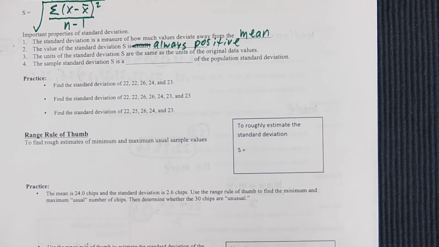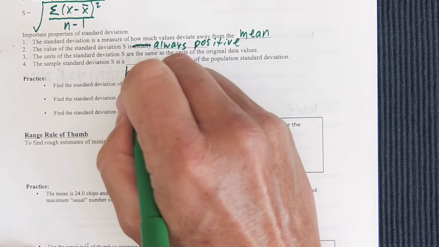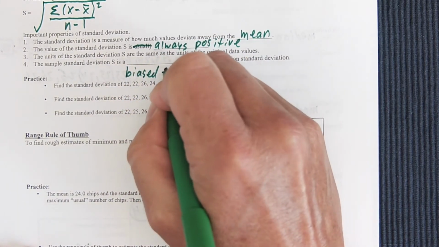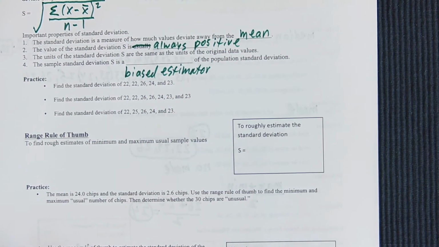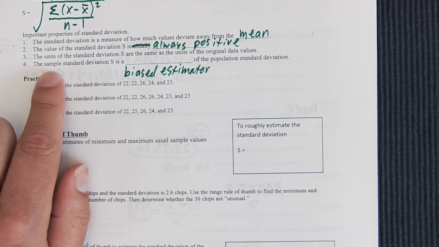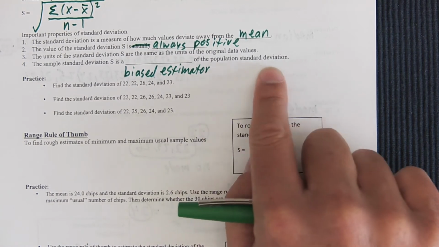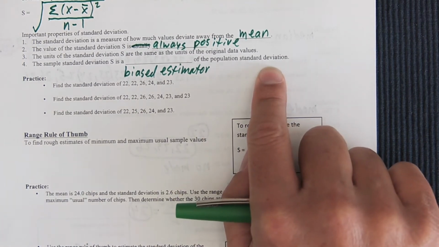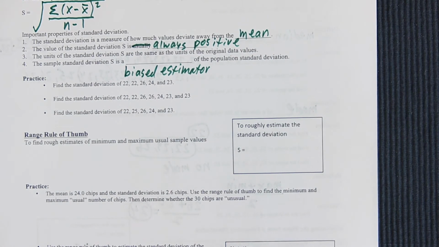The sample standard deviation S is what's called, and I'm going to write this below here, a biased estimator of the population standard deviation, meaning the sample standard deviation is not going to be exactly the same as the population standard deviation, which is always what we really want. It's going to be a biased estimator, meaning it's based on the sample that was actually taken.